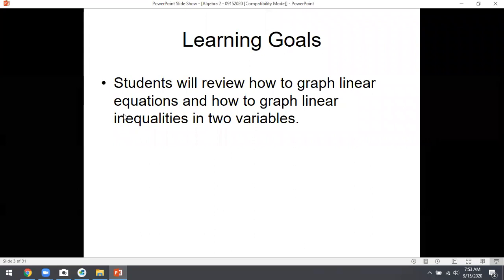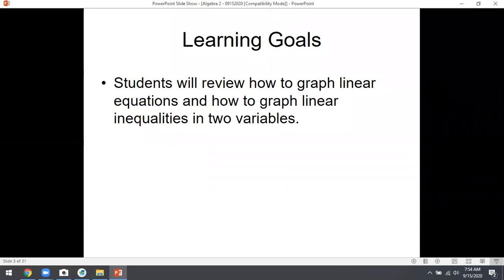All right, let's do some LGs and get ourselves to work. Learning goals today. Review. Hopefully a lot of this is review from Algebra 1. How to graph linear equations and linear inequalities. I don't think anything today is particularly difficult. Maybe just need a little refresher on how to do it because you have done it before.